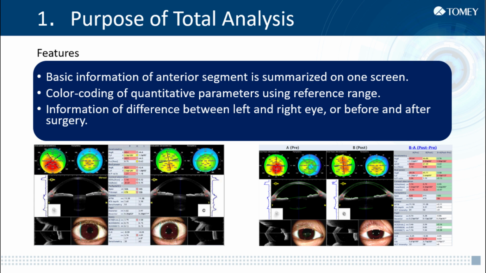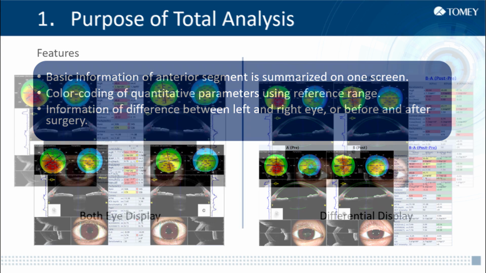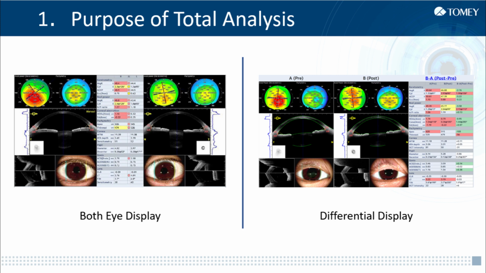Or if the amount of change, such as before and after treatment, exceeds the standard value, the color will be displayed in a different color depending on the direction of the change. Sometimes it is difficult to realize early stage disease or small changes when we refer to the individual eye information at that time only. As you may have realized, there are 2 types of display of Total Analysis.